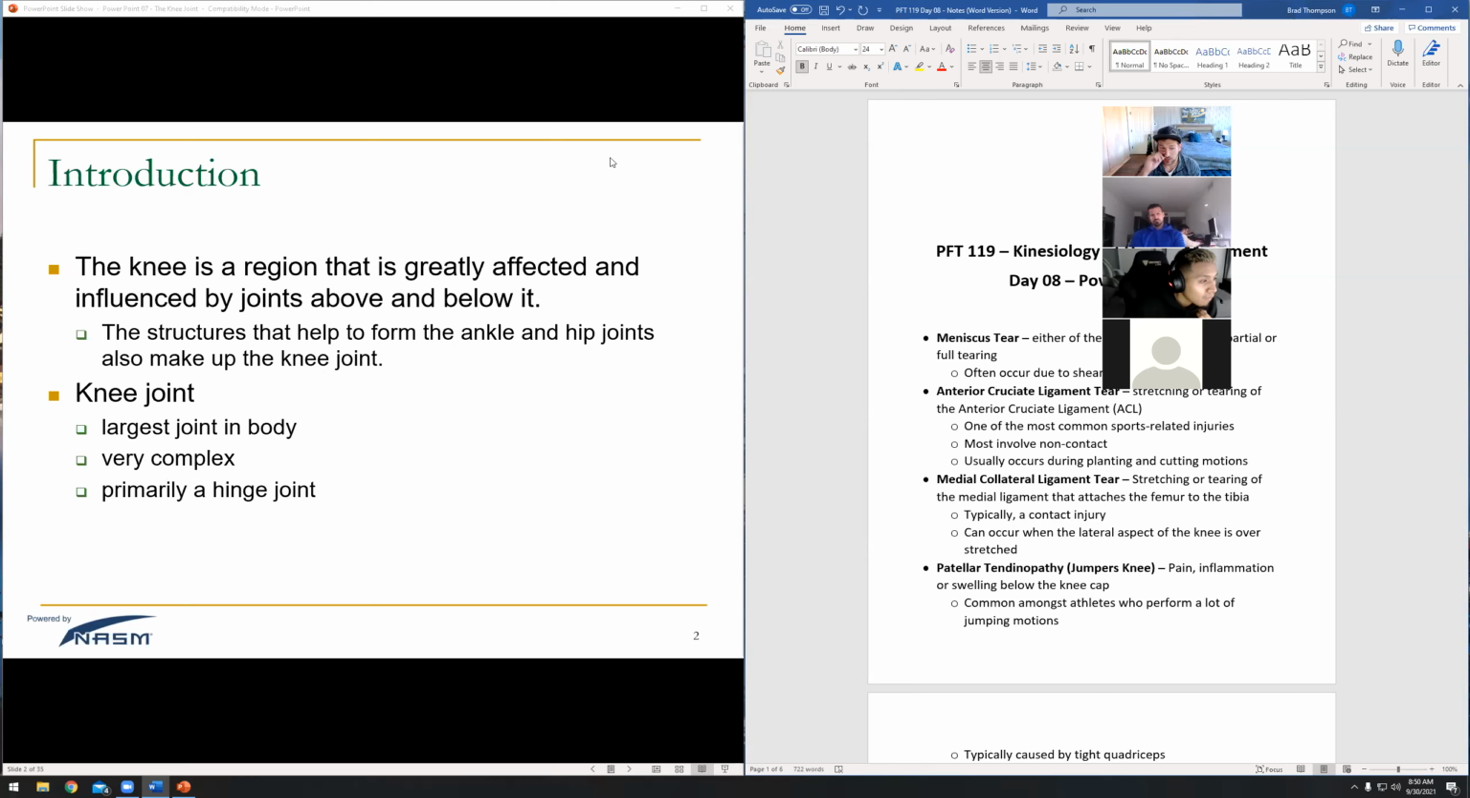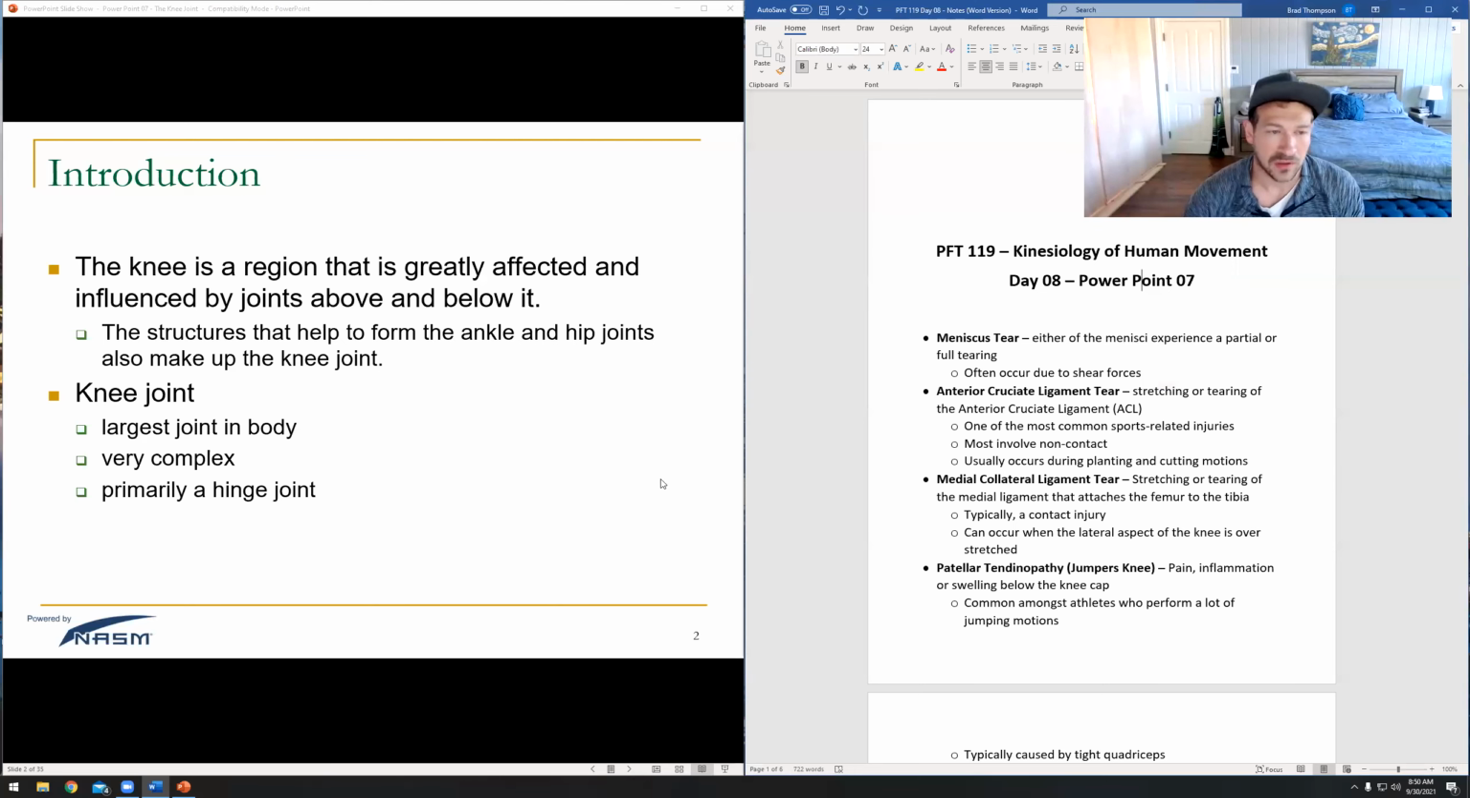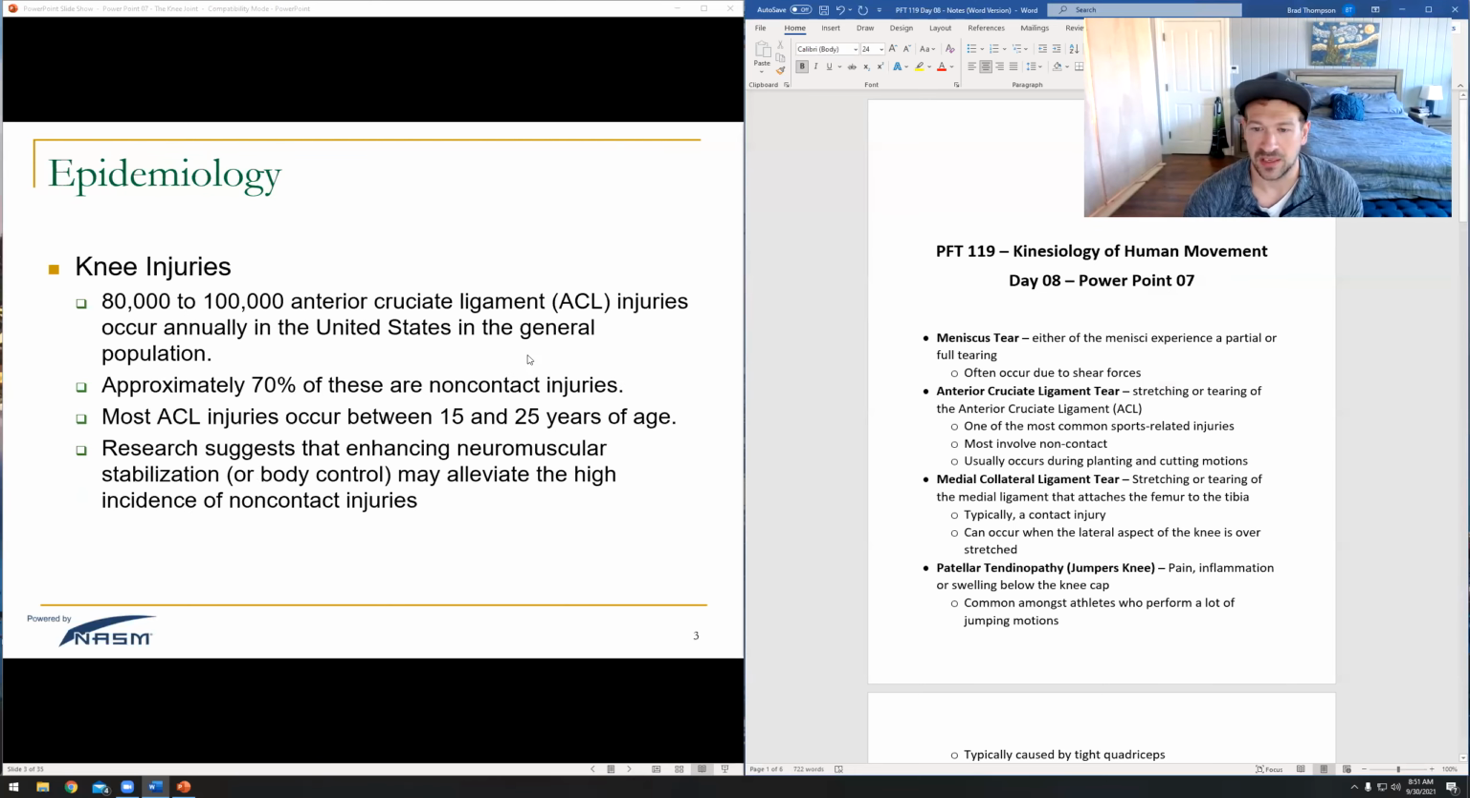primarily in terms of motion, it is a hinge joint. The knee joint proper is a hinge joint. However, obviously you have the interaction between your fibula and your tibia, and that allows you to have rotational movements outside of that hinging. So that is where those two bones are interacting. That's a pivot joint. But let's go ahead and take a look at some of the injuries here.